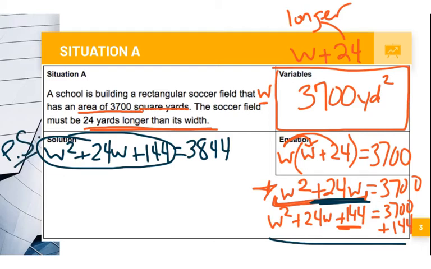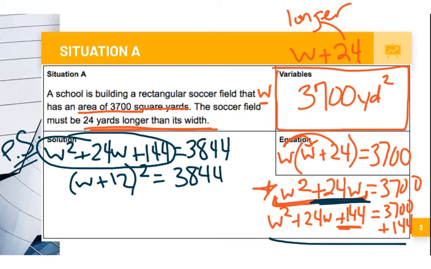All right, that's my perfect square. So I can rewrite that as W plus 12, squared equals 3844. Hopefully you still have that square written down, or you remember it.